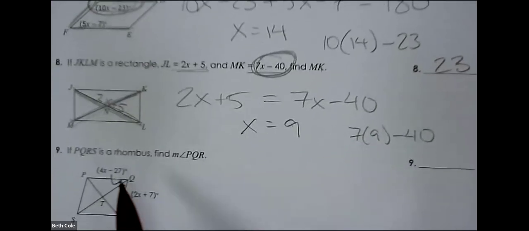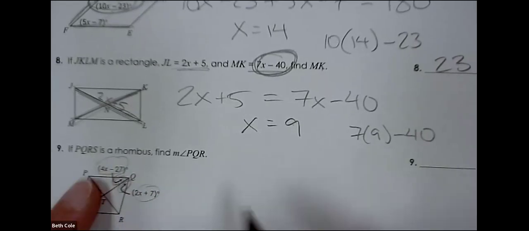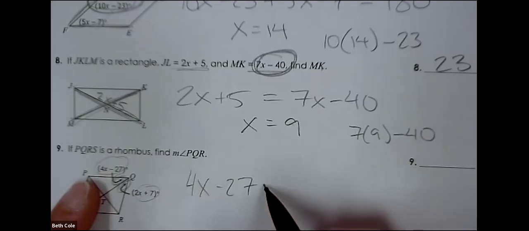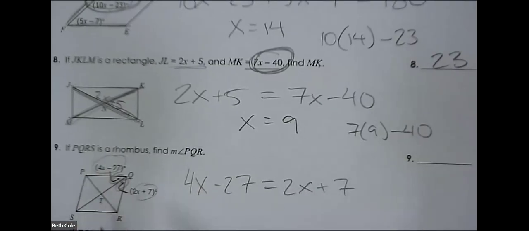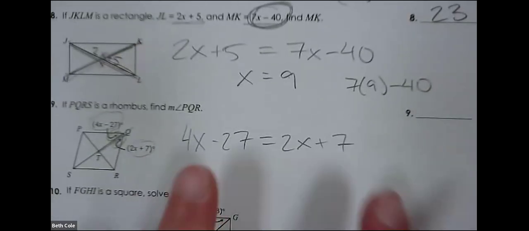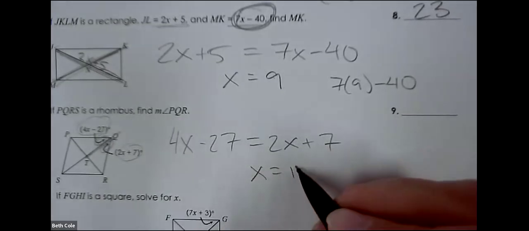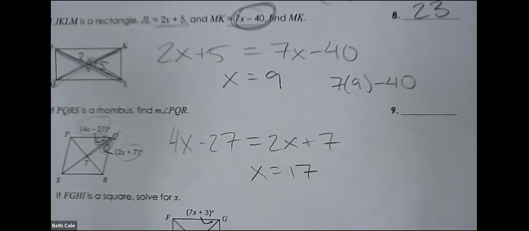All right, rhombus. We have 4x minus 27 is this little angle. 2x plus 7 is this little angle. Well, I know that those are going to be congruent. For a rhombus, we split the angles in half. So again, you would put this in the first box of your calculator, this in the second box of your calculator, click the intersection. What would that be? 17. Trying to do it in my head there so I don't have to bring up the calculator again.